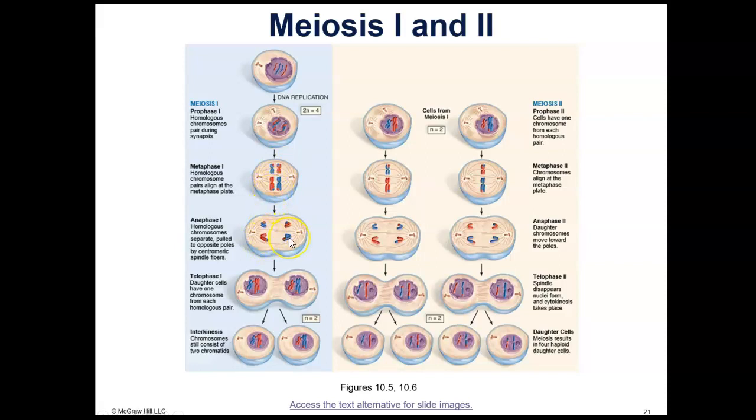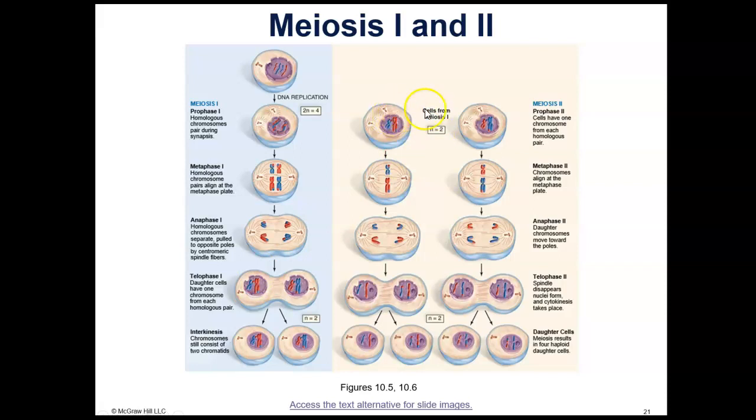The homologous pairs separate in anaphase 1, and then in telophase 1, we have 2 chromosomes in each daughter cell, okay, instead of 4. There were 4 in the original parent cell. DNA replicates. Now we have 4 duplicated chromosomes at the beginning of prophase 1, and then by the end of telophase 1, we have only 2 chromosomes in each daughter cell.